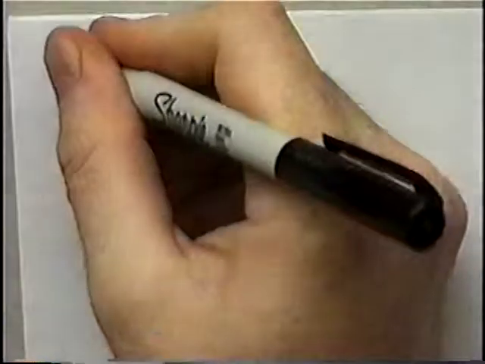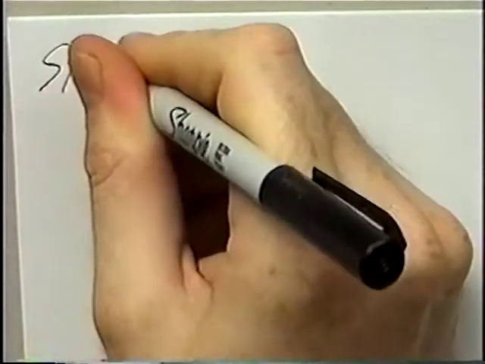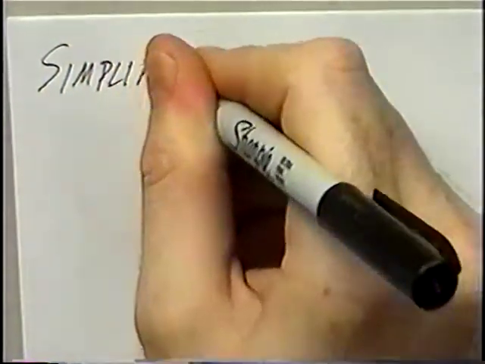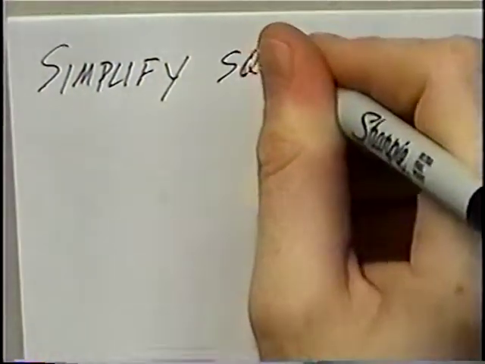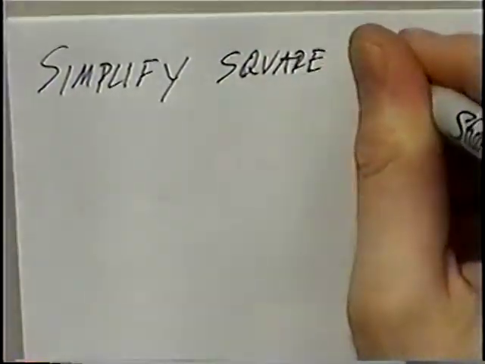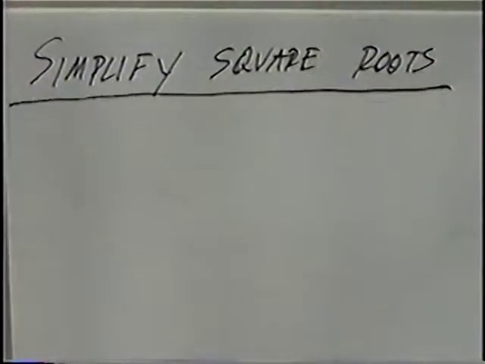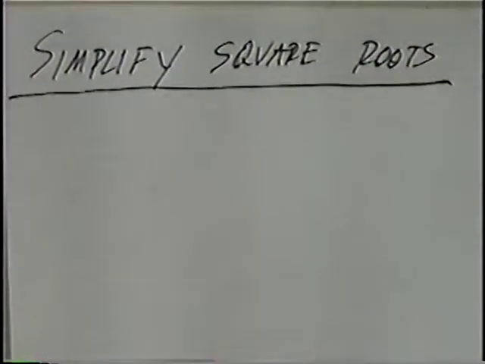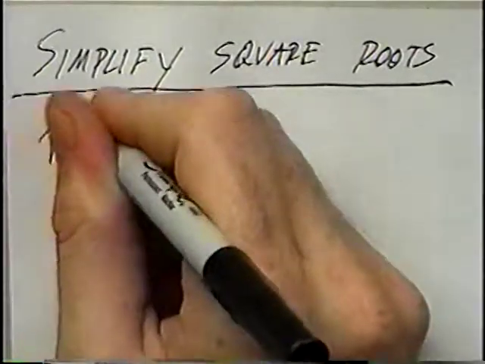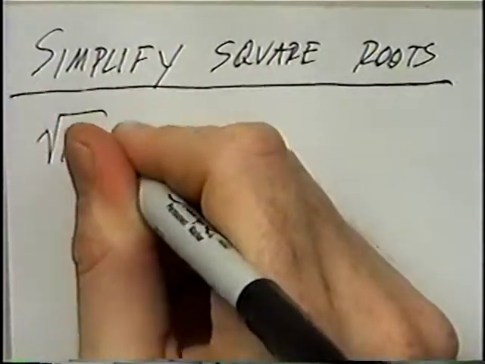Title of the first section today is Simplify Square Roots. In this section, we'll simplify square roots or radicals. First equation is square root of 125.